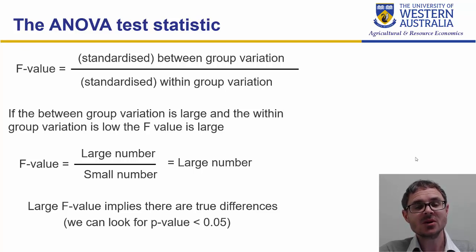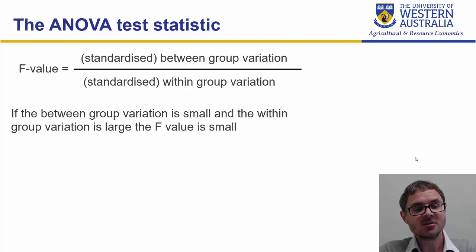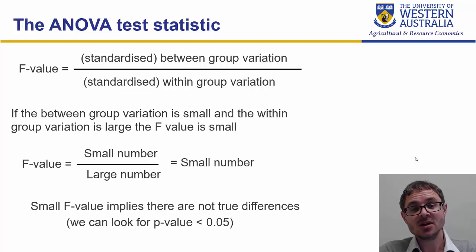If there's lots of between group variation, that's a sign that there are true differences in the groups. Similar story for the alternate scenario: if we have very little between group variation and lots of within group variation, the ratio gives us a small number, a small F number, that would be associated with a large p-value, relatively large, getting above 0.05 anyway, and that would be a sign that there are not true differences.